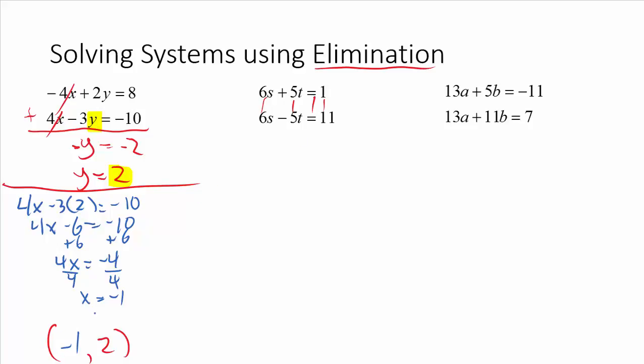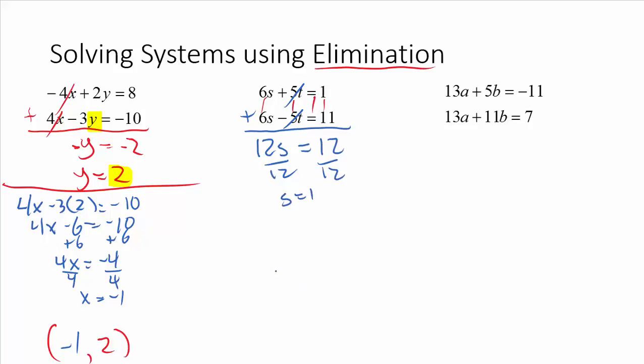Okay, so that takes care of the first one. Let's try this next one. Again, I'm going to add these together because I have evil twins here. I've got a positive 5t and a negative 5t. So if I add down this first column here, I'll get 6s and 6s. They are not evil twins, so they won't cancel. That'll give me 12s. These are evil twins. One's positive, one's negative. They'll cancel, which eliminates the t variable, which is nice because now I'm just working with s's. And then 1 plus 11 is going to be 12. So look at that. This is going to be really easy.